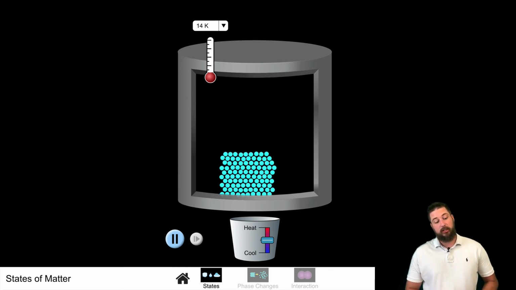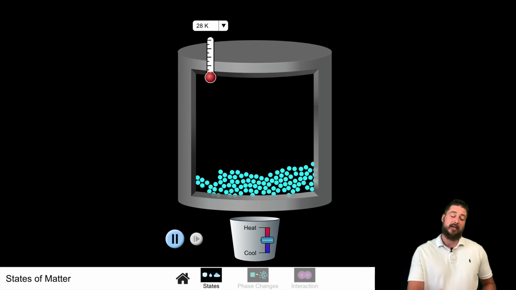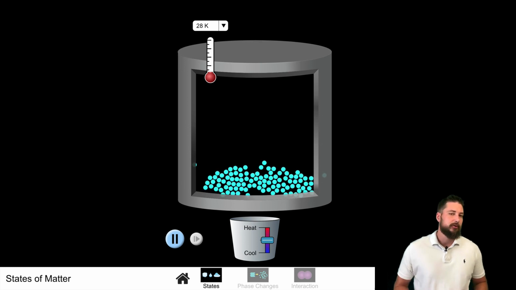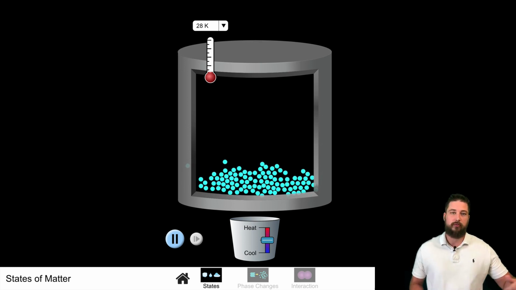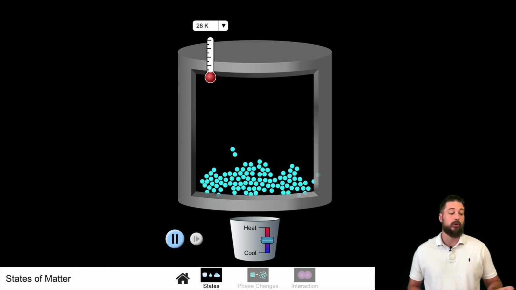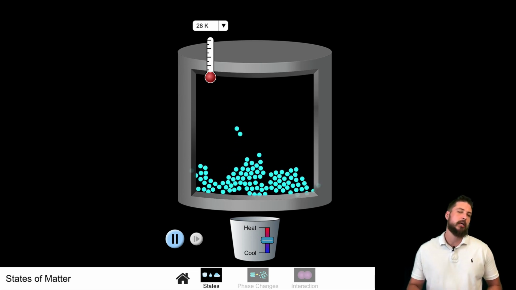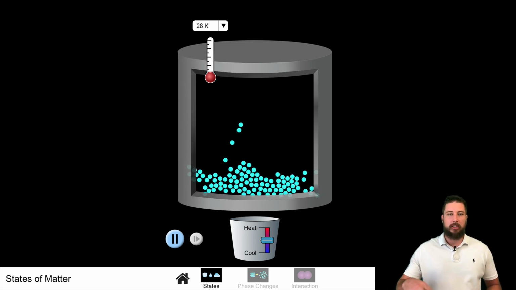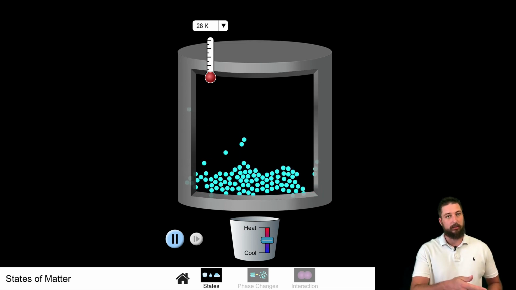If you take a look here, this next one represents a liquid. You can see that the particles are moving around. They are, in fact, not in one place. However, notice how they don't fill the container. They're only filling the part of the container that they're occupying.